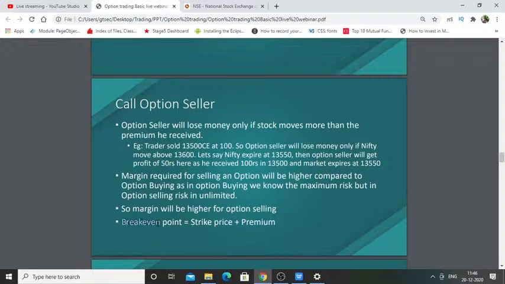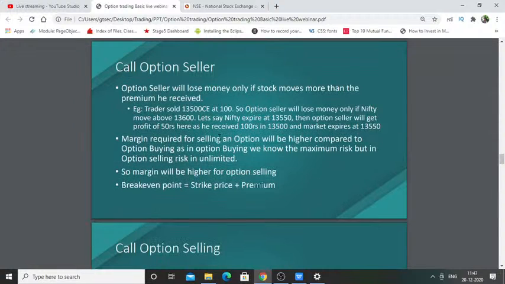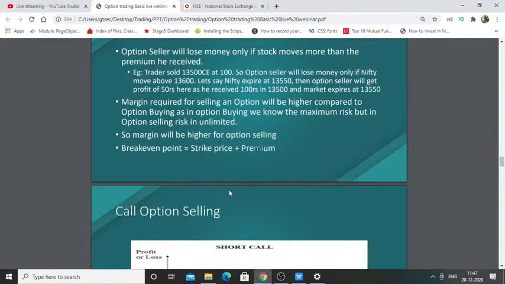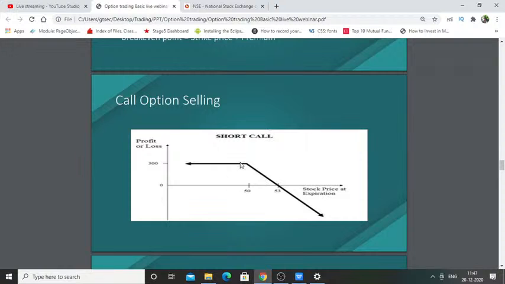And how to calculate the break-even point? Strike price plus premium. In this case, the strike price is 13,500 and the premium we collected is 100 rupees, so 13,500 plus 100, which is 13,600, will be our break-even for an option seller. That is the reason option selling has a higher margin, as we get maximum unlimited losses on the upside. If you look at the payoff graph here, it is the exact opposite of buying a call.